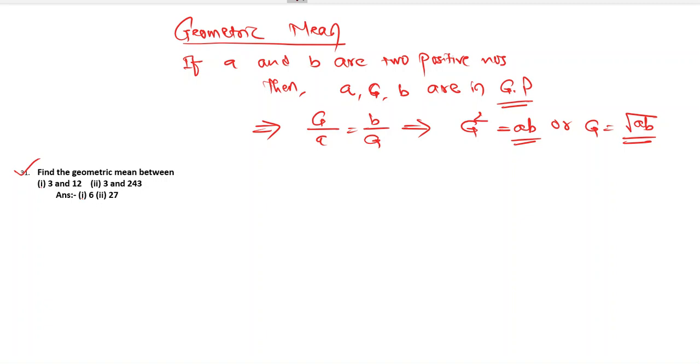So any three numbers, if they are in GP, then the middle one is the geometric mean of the first and the third. If three numbers are in GP, then the middle number is the geometric mean of the first and third. That means square of the middle number is equal to the product of first and third, or the middle number is equal to square root of the product of first and third.